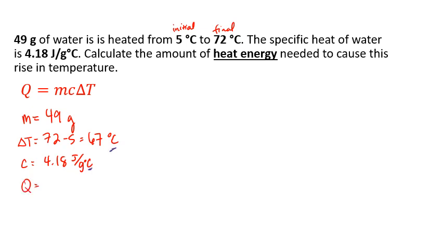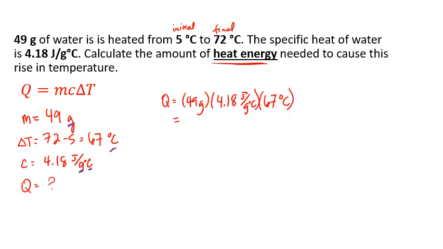Again, all of our units match, so we don't have to do any unit conversion here. So Q equals, of course, we're calculating the amount of heat energy needed. That gets our question mark. 49 grams times 4.18 joules divided by grams times degrees Celsius multiplied by 67 degrees Celsius. This is going to also give us a rather large value, which I'm just going to round to the nearest whole number. So it'd be 13,723 joules, because again, all of our units cancel, leaving us with joules.